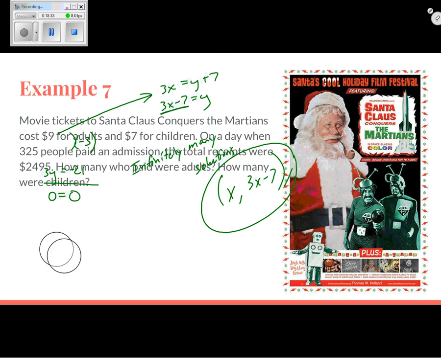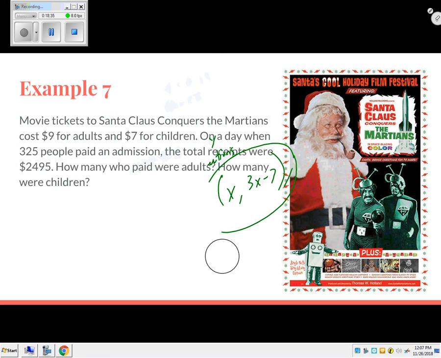Word problem. I'll help you set this one up, and then I'm going to let you solve it to keep the video hopefully under 20 minutes. That's my goal. Movie tickets to Santa Claus Conquers the Martians. We're in the Christmas season now, so I thought this was a pretty good movie. I've actually never seen it.